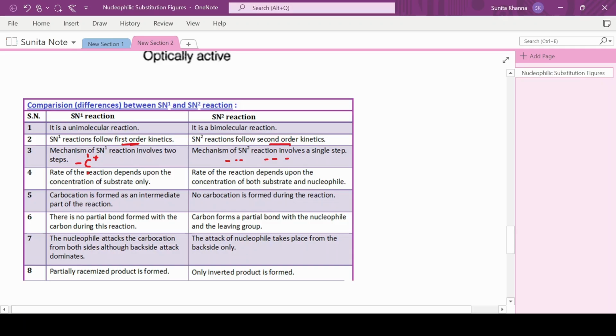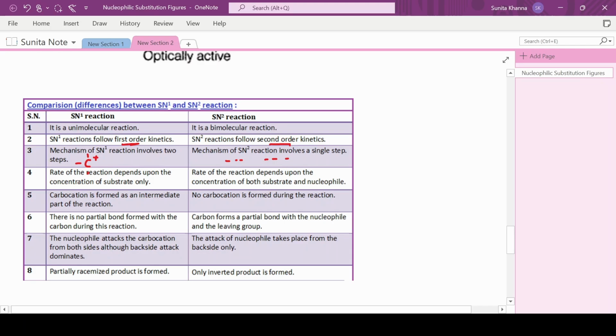If the inversion and the retention are happening in exactly equal amounts, then it is a racemic mixture, that means without optical activity, because they cancel each other. If it is not in exactly the same amount, then it depends on which product dominates. Accordingly, the optical nature of the compound will be there.